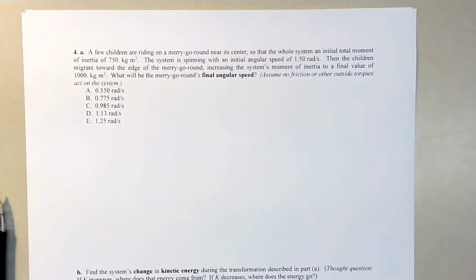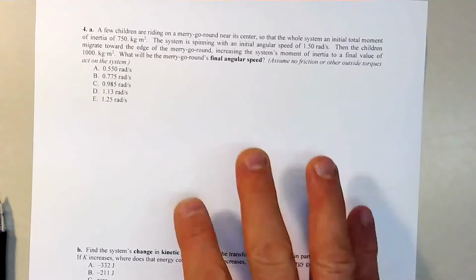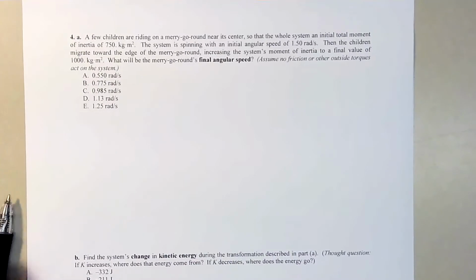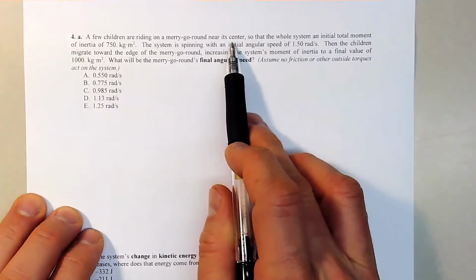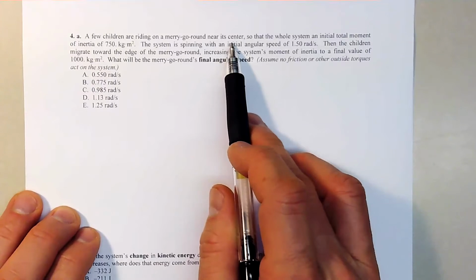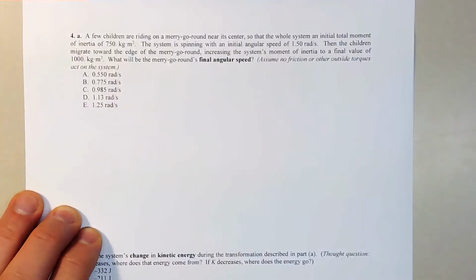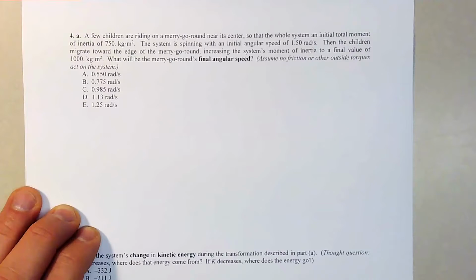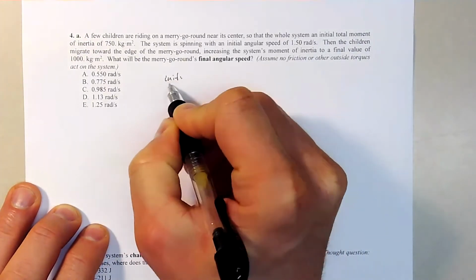So question number 4 is basically an ice skater question. Let me show you what I mean. Suppose that we have a few children riding on a merry-go-round, and they all start near the center of the merry-go-round, so that the entire system has an initial moment of inertia of 750 kilogram meter squared. So our initial situation looks something like this.